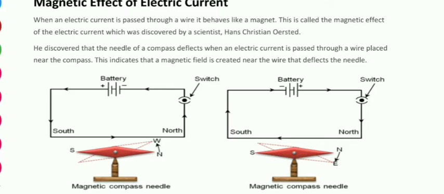So, what is the magnetic effect? Look, when an electric current is passed through a wire, it behaves like a magnet. Which one? The wire itself. Right? Normally, a wire doesn't behave like a magnet. But when electric current passes through it, the wire starts behaving like a magnet. And this is known as the magnetic effect of electric current.